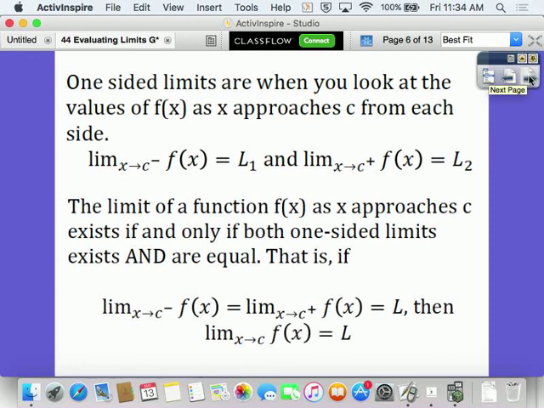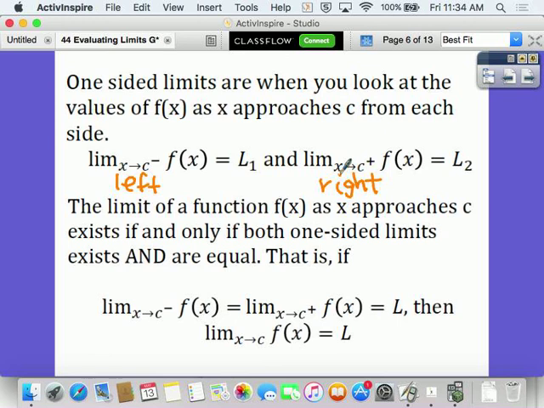Now, one-sided limits are when you look at the values of y as x approaches c from each side. The negative is basically when you're approaching the function from the left, or the value from the left. And then the plus is when you approach the value from the right. And it's going to equal some y value.